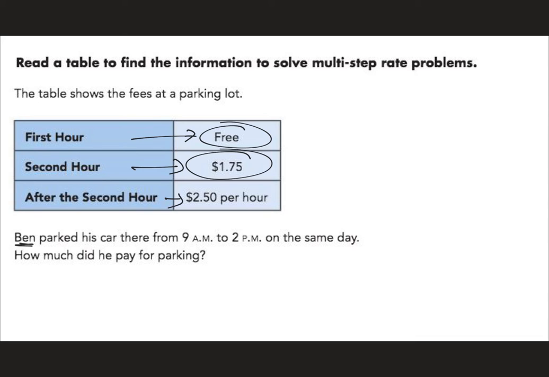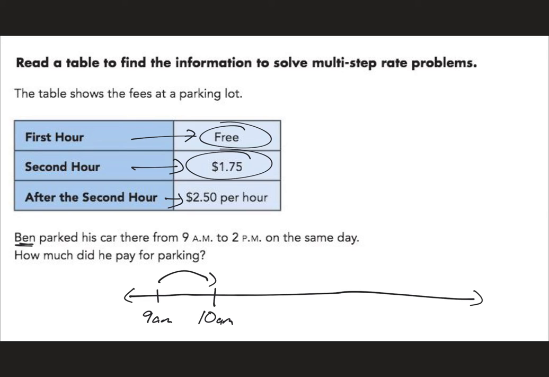So he parks from 9 a.m. to 2 p.m. So I'm going to draw time, which I always get confused with. So I'm going to draw this on our number line. So 9 a.m. to, what's the next hour, Libby? After 9 a.m. comes 10 a.m. Okay, how much did that hour cost Ben? His first hour. It was free. Free, so how many dollars? 0. So that's $0. Okay, 10 a.m. to 11. Okay, so the second hour, how much will that cost him?